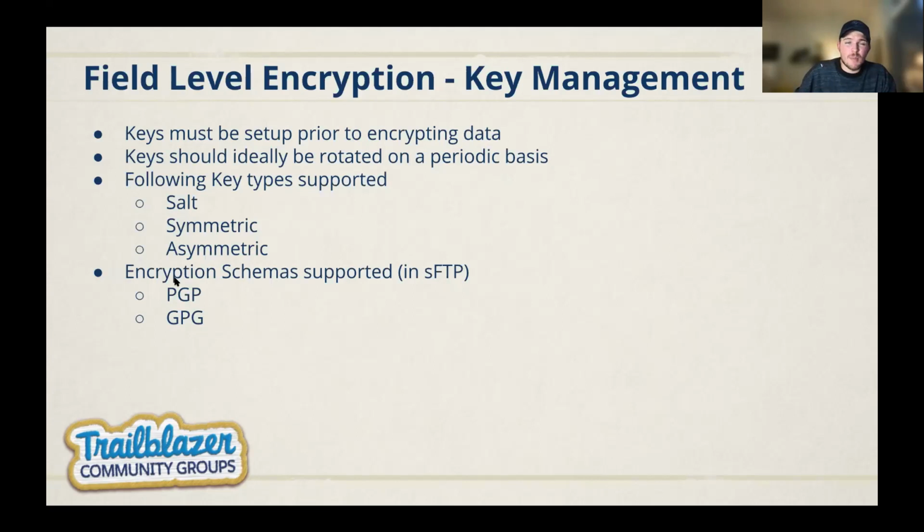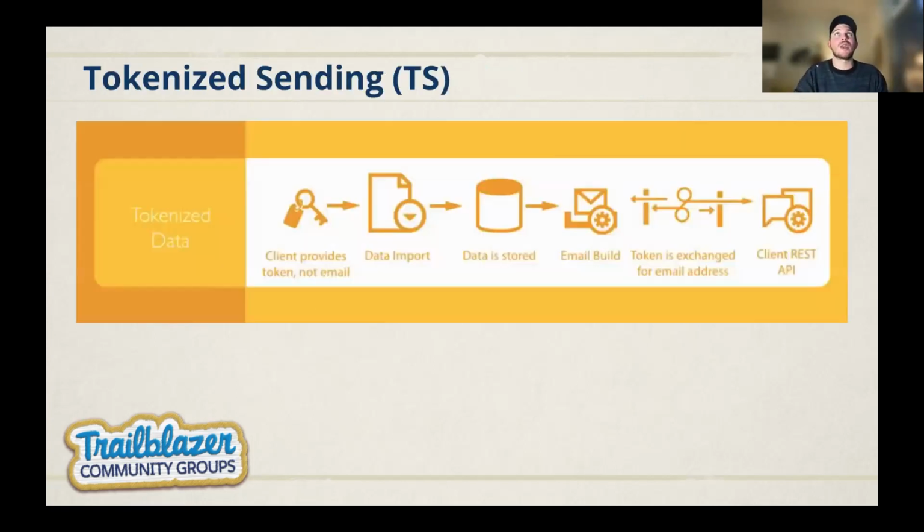Within Marketing Cloud, this may come up. This is a concept around what key types are supported. Remember symmetric, asymmetric, and salt. And then when we talk about the different schemas that are supported in SFTP, it's PGP and GPG. And I know I'm going to fly through that, but for the sake of time, we're going to keep moving because we're heading into tokenized sending for the last stretch here.